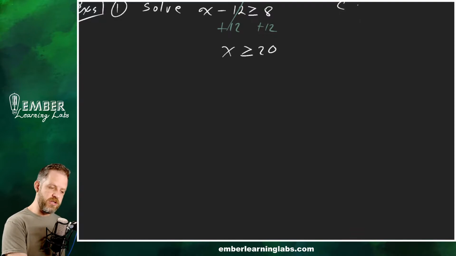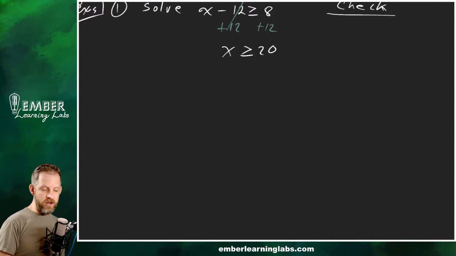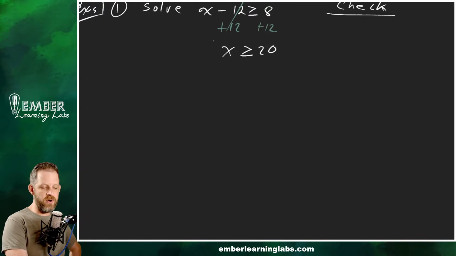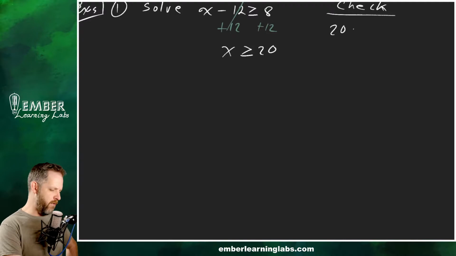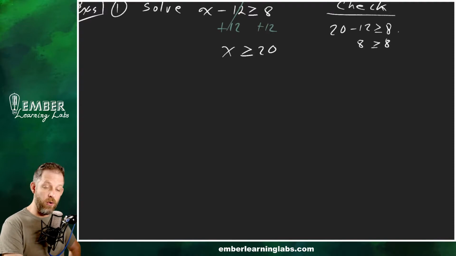Now, we're also going to check our solution real quick. Check. That's okay, right? Now, we could check by plugging in 20. If we put 20 minus 12, we're going to end up with 8, right? So you could check it that way, and you end up with greater than or equal to, right? Whoop. Because we end up with equal to. 8 is greater than or equal to 8.